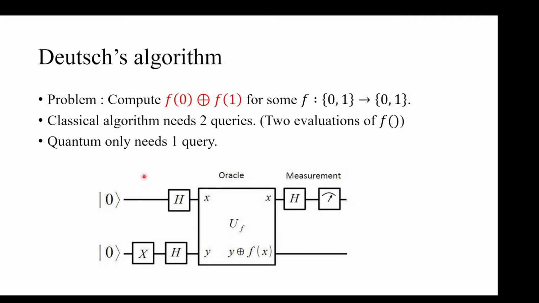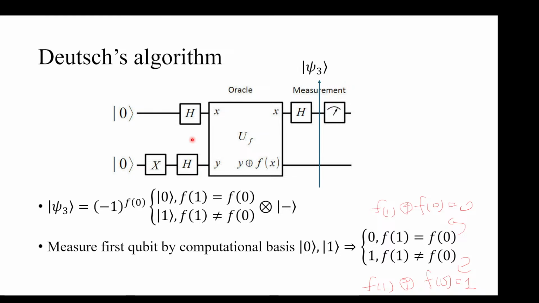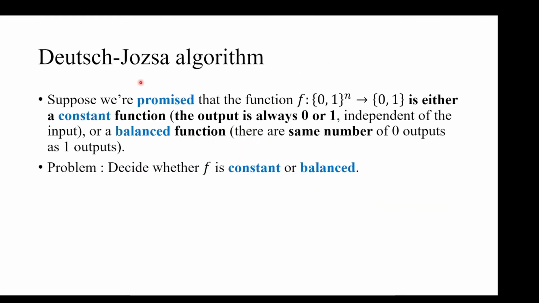Yeah, so for now we'll stay in the query model and see how a quantum algorithm can get faster than a classical algorithm, more than this 1 versus 2 difference. Okay, and that brings us to a very similar algorithm, that's Deutsch's algorithm.